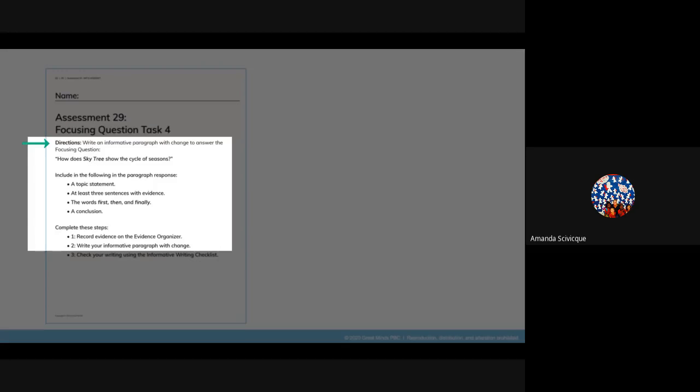The directions tell us to write an informative paragraph with change to answer the focusing question. That question is, how does Skytree show the cycle of seasons? Include the following in the paragraph response: a topic statement, at least 3 sentences with evidence, the words first, then, and finally, and a conclusion. Today, we'll be completing step 1, which is recording evidence on the evidence organizer, and step 2, writing your informative paragraph with change.